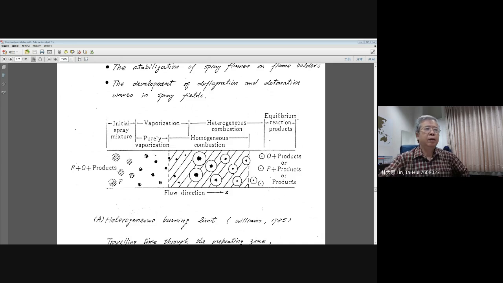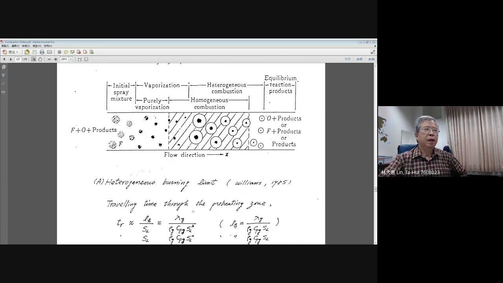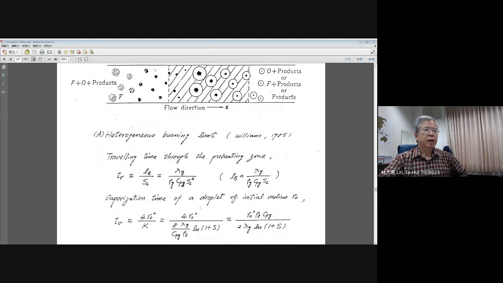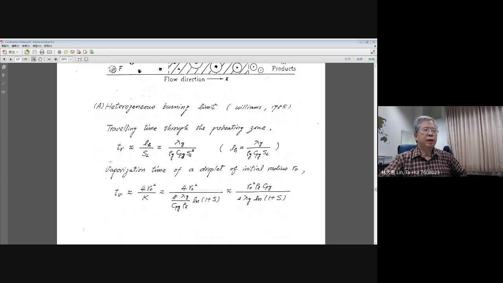Okay, now let's look at the two time scales. The first time scale is the traveling time through the preheating zone, which means how long the droplet will take to move from the edge of the preheating zone to the premix flame. This traveling time is very important to be compared with how much time the droplet needs to completely evaporate. Then this is the droplet evaporation time.